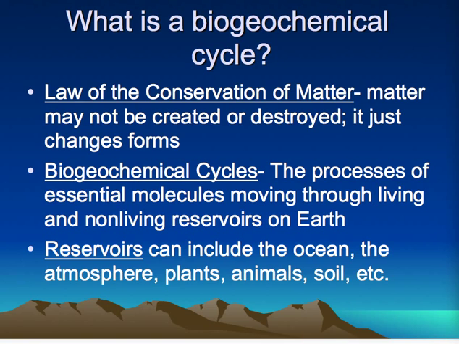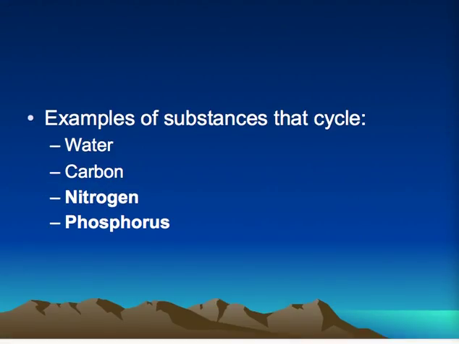So therefore, the biogeochemical cycles are just the processes of molecules changing from one form to another, moving through living and non-living reservoirs on Earth. That second part just means that every time it changes forms, it ends up somewhere else, in a different reservoir. And the reservoir could include the ocean, the atmosphere, the plants, just continuously moving and changing. As you already know, water cycles, right? It's not destroyed or created. It just changes forms. So two things that cycle that we'll focus on today are the nutrients nitrogen and phosphorus.